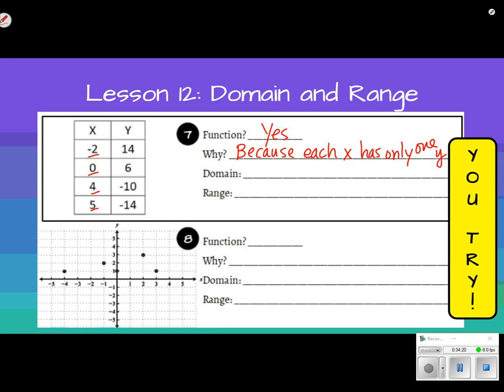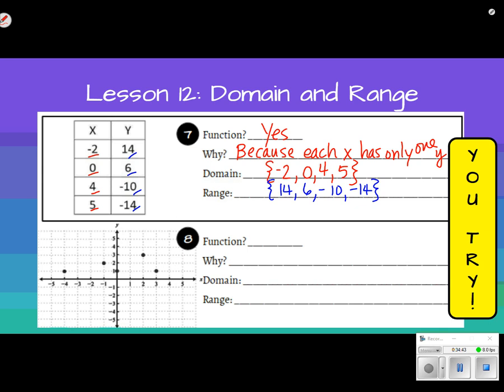The domain is -2, 0, 4, 5, because those are all x values. And then you go to the y column. I don't see any repeats, so we can just write 14, 6, -10, -14.